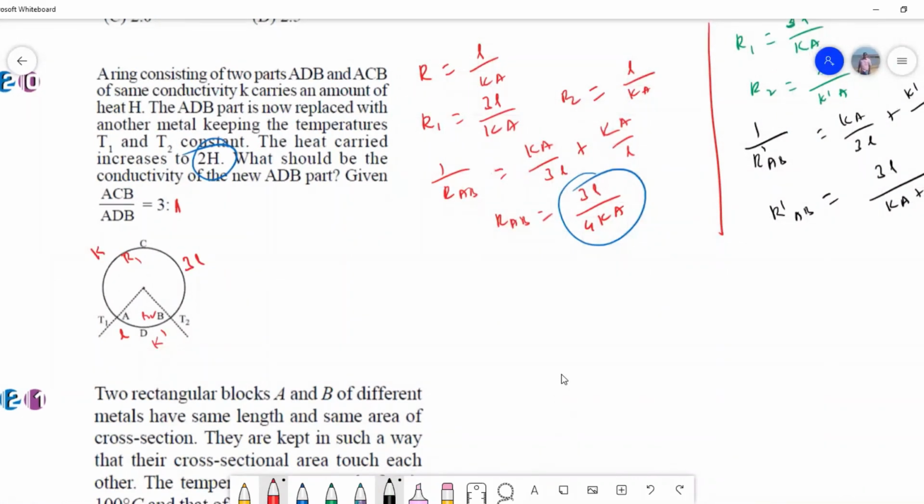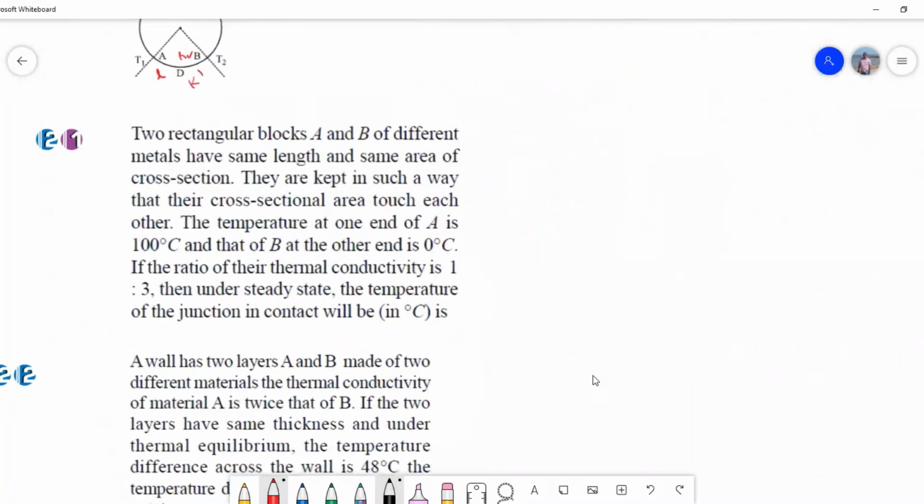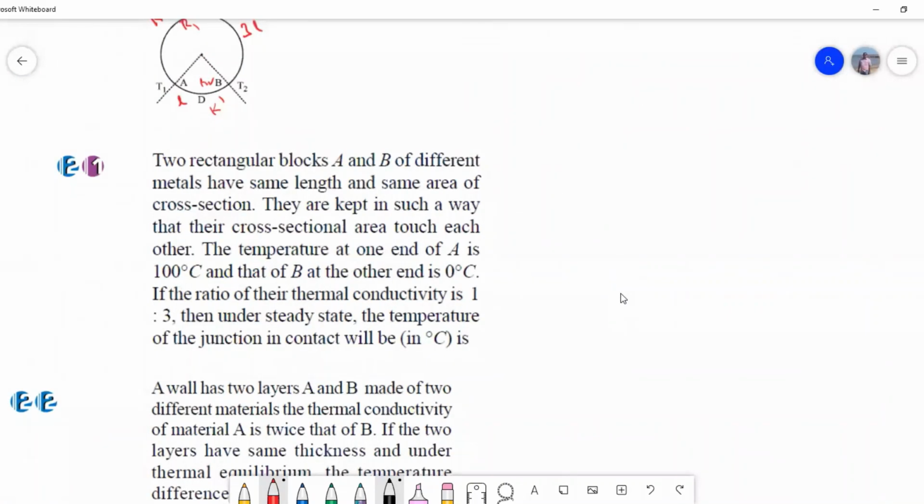Now let's move on to problem number 21. Two rectangular blocks A and B of different metals have the same length and the same area of cross section. They are kept in such a way that their cross-section areas touch each other. The temperature at one end of A is 100 and at the other end of B is 0. The ratio of thermal conductivities is 1:3. Then find the steady state temperature of the junction contact.